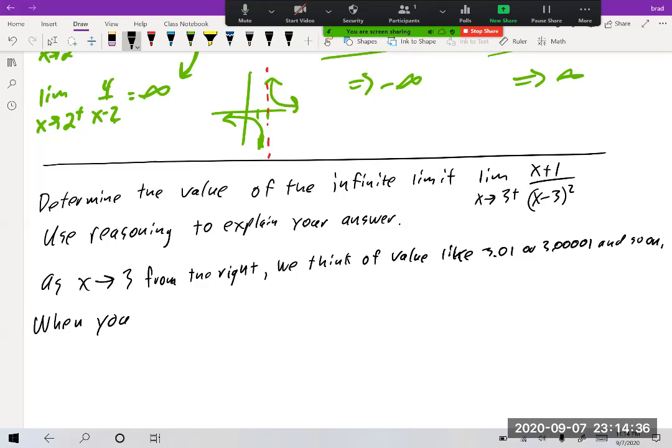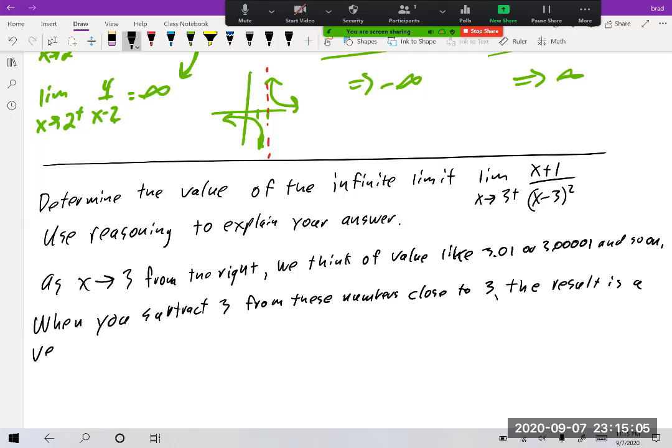When you subtract three from these numbers close to 3, the result is a very small positive number, right? So we're going to get a very, very small positive number, right?